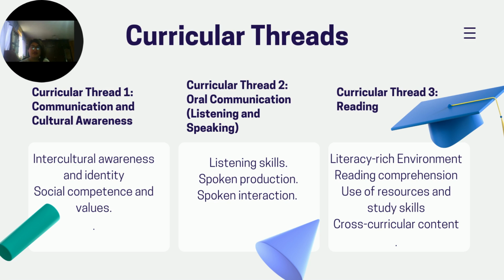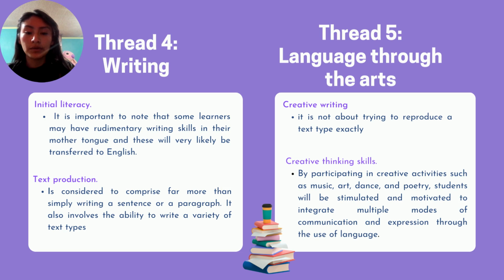The curricular threads. There are 5 categories of curricular threads. Curricular thread 1 is communication and cultural awareness. The communication and cultural awareness thread is comprised of 2 aspects: intercultural awareness and identity, and social competence and values.